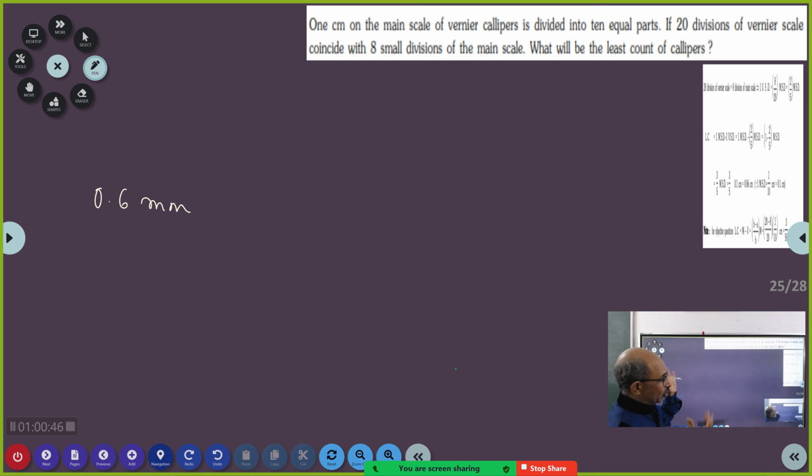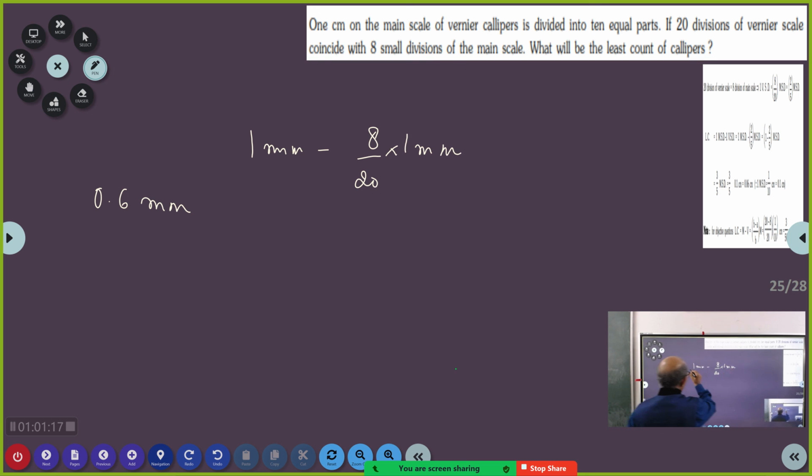Anyways, so here you should be able to get the imagination that in the first question, 1 centimeter on the main scale is divided into 10 equal parts. That means indirectly they are telling you one smallest division on the main scale is 1 millimeter. And then 20 divisions of the vernier coincide with 8, so 8 divided by 20. So the least count is 1 millimeter minus 8 by 20 into 1 millimeter. That gives you 0.6 millimeters. That is the least count. Correct. Okay?